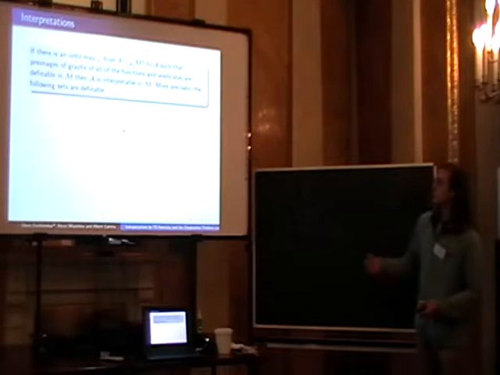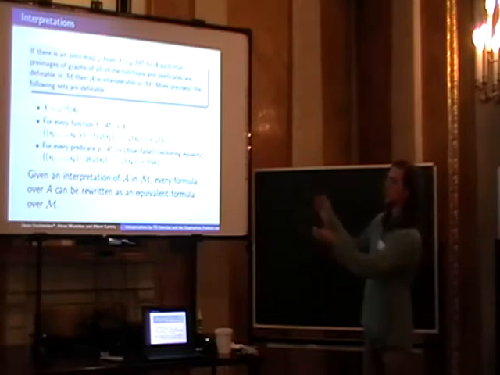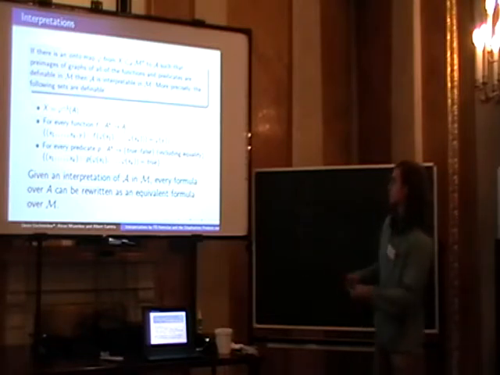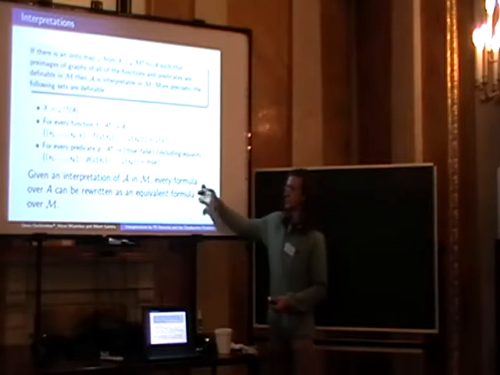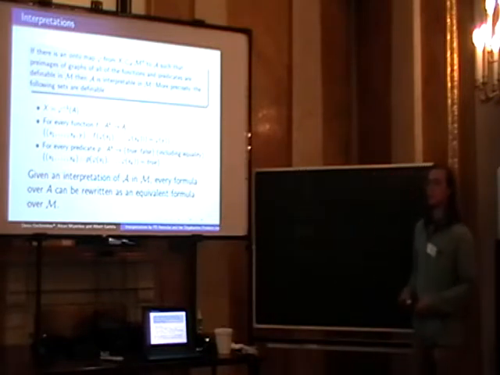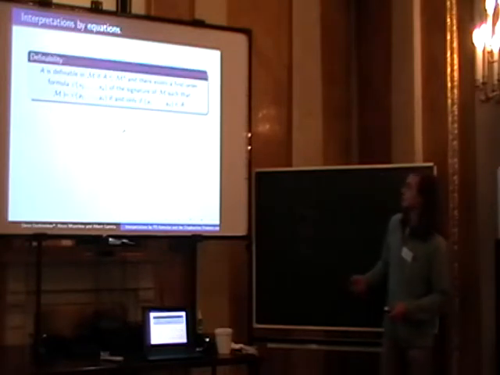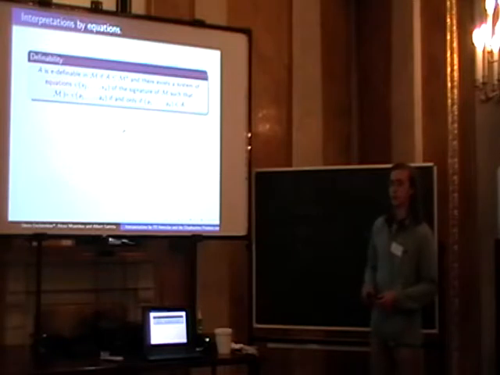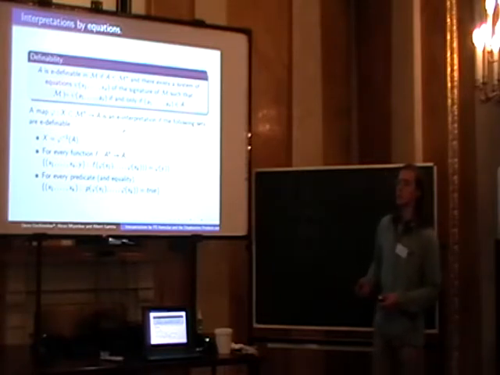And moreover, interpretation: if you have a map such that all of these sets are definable and the map is onto, then we say that it's an interpretation. And the main thing that we are interested in is that if you have an interpretation, then you can rewrite formulas from A to formulas in M that are equivalent. But of course, because of these problems, we should be careful which formulas we use. And the most obvious solution is to use systems of equations to define your structures. And then you can as well define an interpretation, or interpretation by equations.